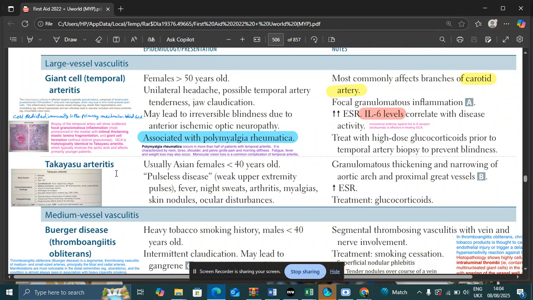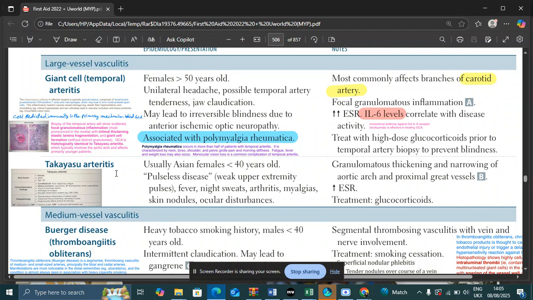Okay. The third differentiating point we can see is the patient's presentation. Patients with giant cell arteritis usually present with a unilateral headache, claudication, or temporal artery tenderness. While patients with Takayasu arteritis usually present with upper extremity weakness, and constitutional symptoms will be there, for example, fever, fatigue, weight loss, night sweats, along with arthralgias, myalgias, skin nodules. These would be the findings in Takayasu arteritis.